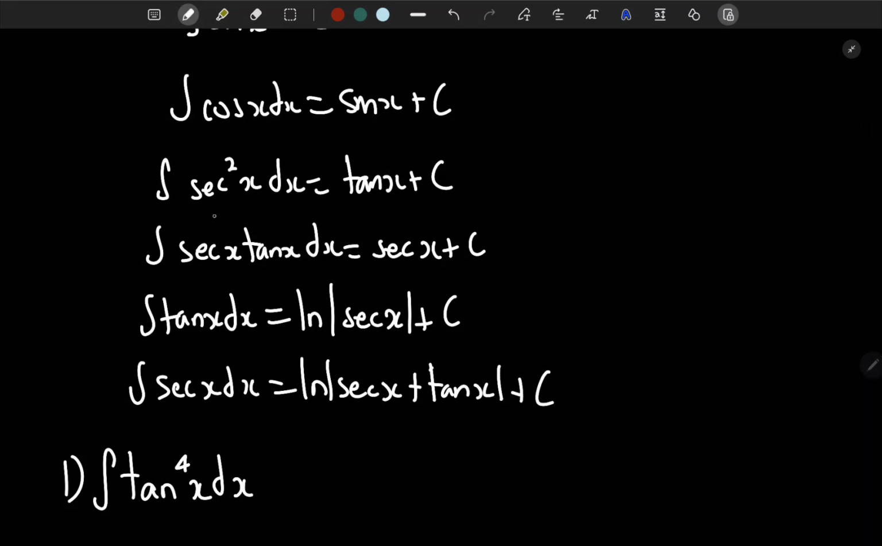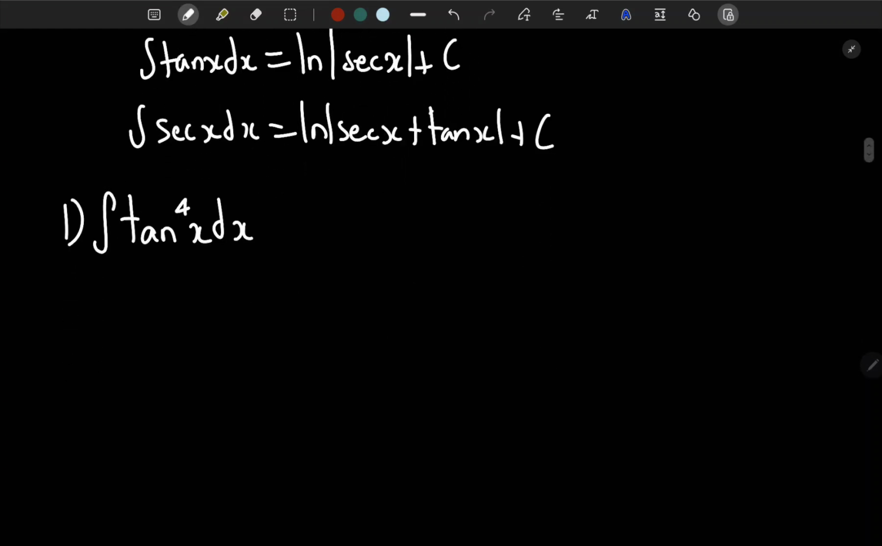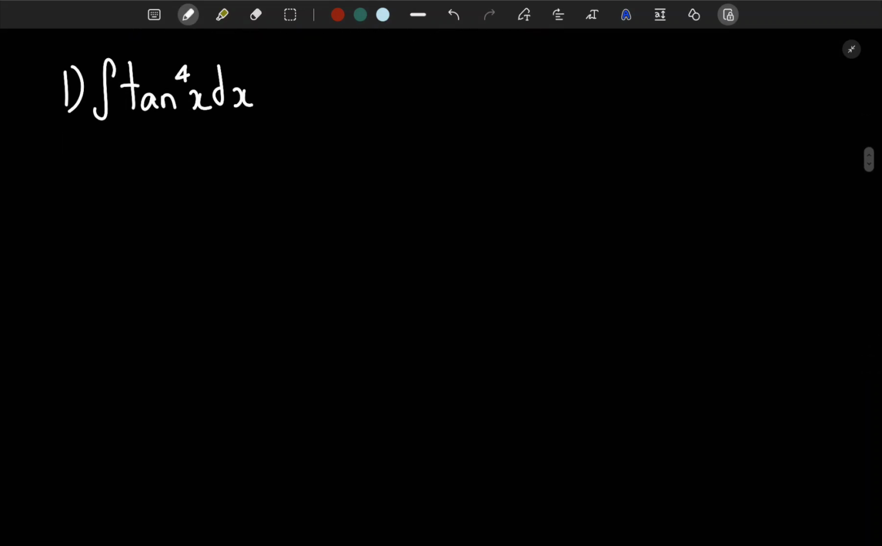So the integration of secant squared x is tan x, and the integration of secant x tan x is equal to secant x, and these two are also important to know. So make sure that you write them down and remember them. Okay, so now let's start with this question.